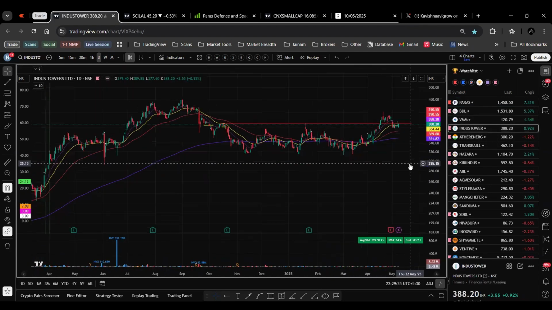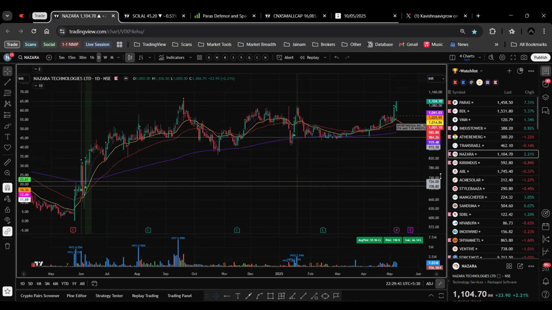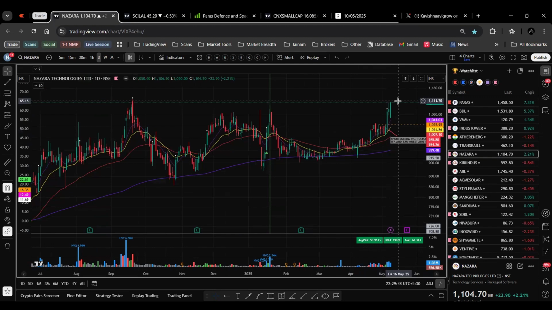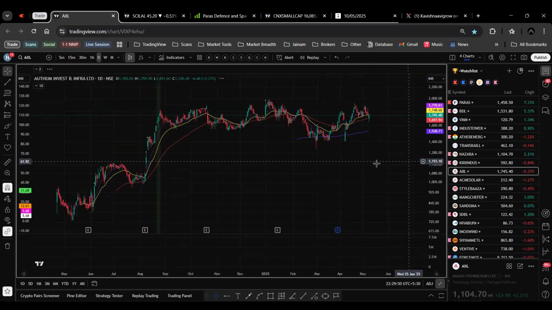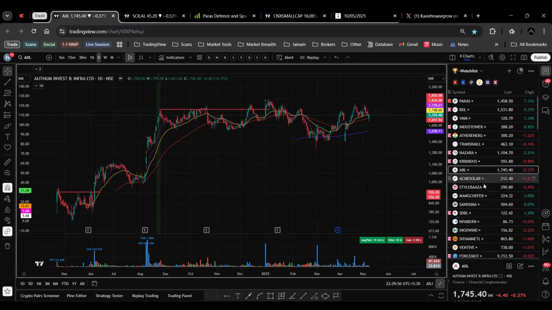As of now, there's nothing to track here. It needs a base. Then Nazara was something that we added from that watch list. It has broken out, but it needs a base. We added AIIL, same. There's nothing, it needs a base.